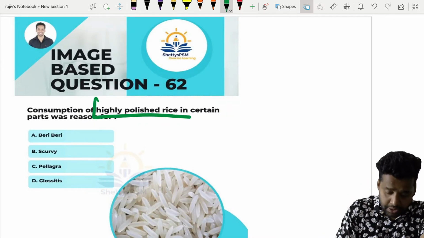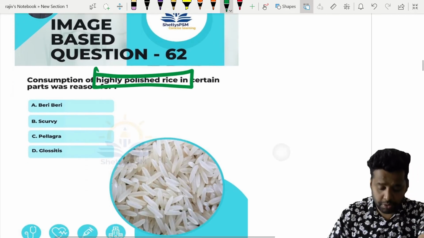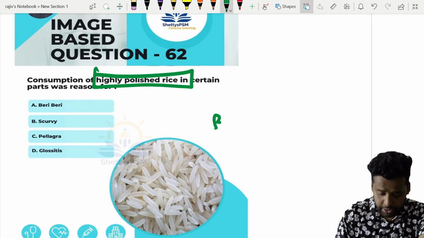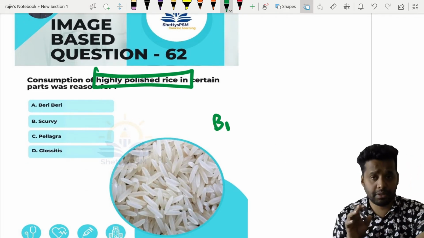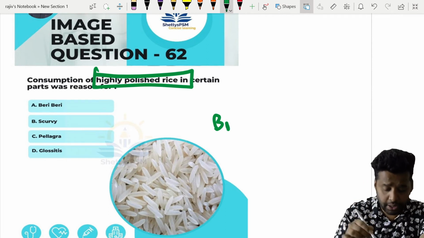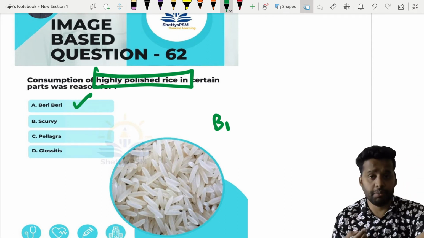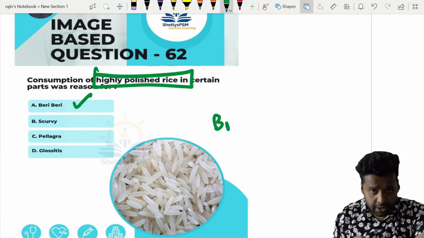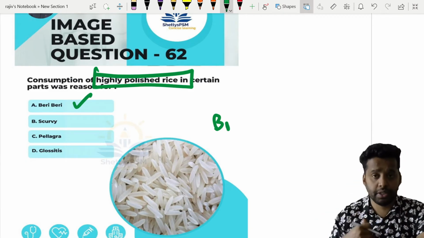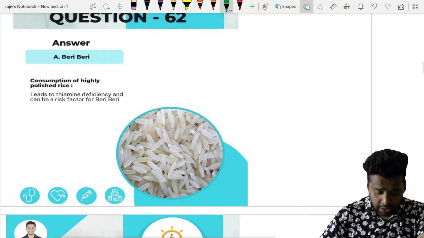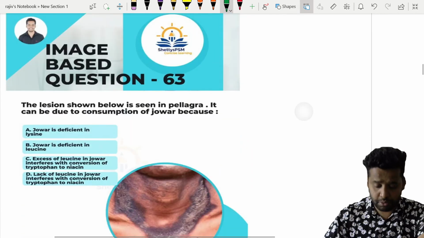See, this polished rice is responsible for B1 deficiency. In some parts of our country, thiamine deficiency is responsible for beriberi. This was the question: polished rice, B1 deficiency, what can it cause? It is causing beriberi, two types, dry and wet.